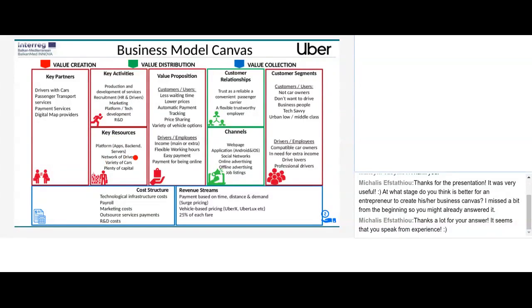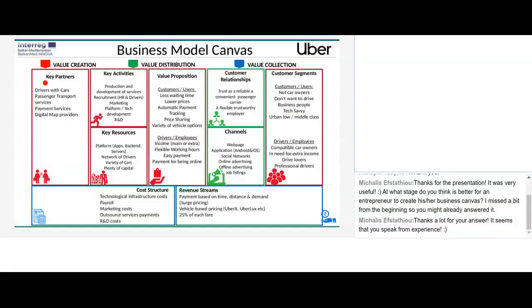The network of drivers is considered to be a key resource in the case of Uber. The variety of cars that they don't own but have access to through the network of drivers is a really important resource. But do not confuse this: they do not own cars. They have some projects now running for automated, self-driving cars, but this is not included here. And they have plenty of capital, of course. Uber raised over $25 to $26 billion from investors, so they have plenty of capital to play with.